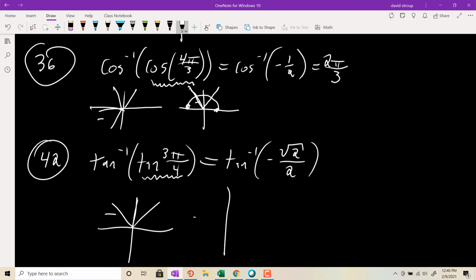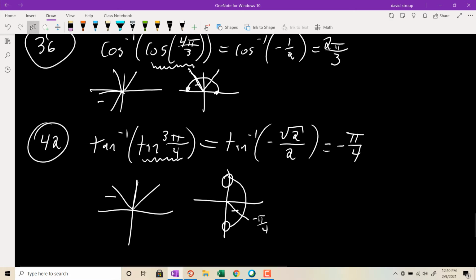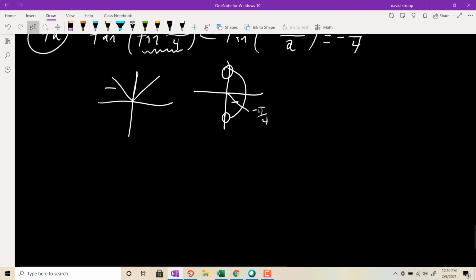Okay, and then we think about the range of tan inverse. We need something in between negative pi over 2 and pi over 2. Tan is negative, so it has to be in this fourth quadrant. And going downwards, we will have negative pi over 4. Yeah. Okay. Every once in a while, it won't work.